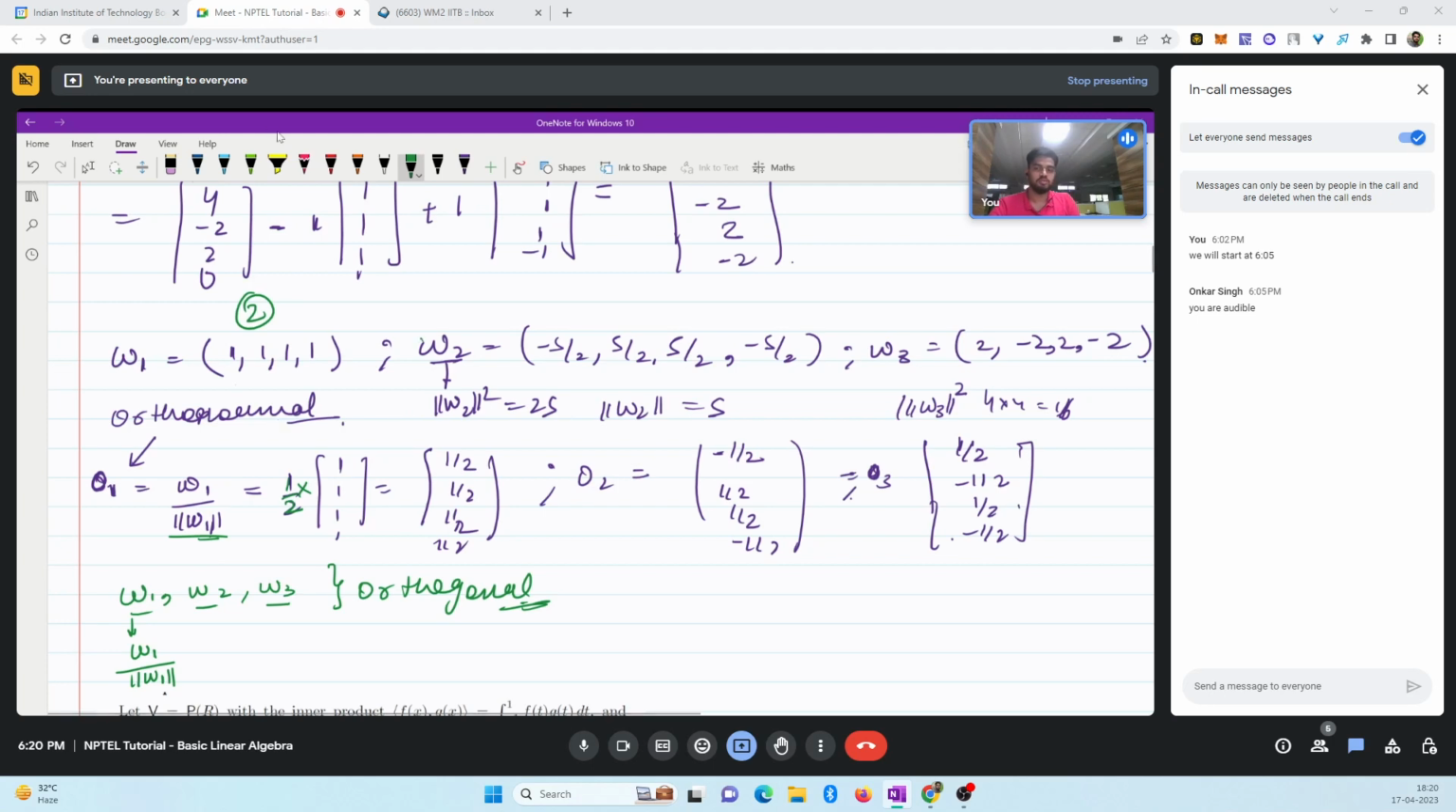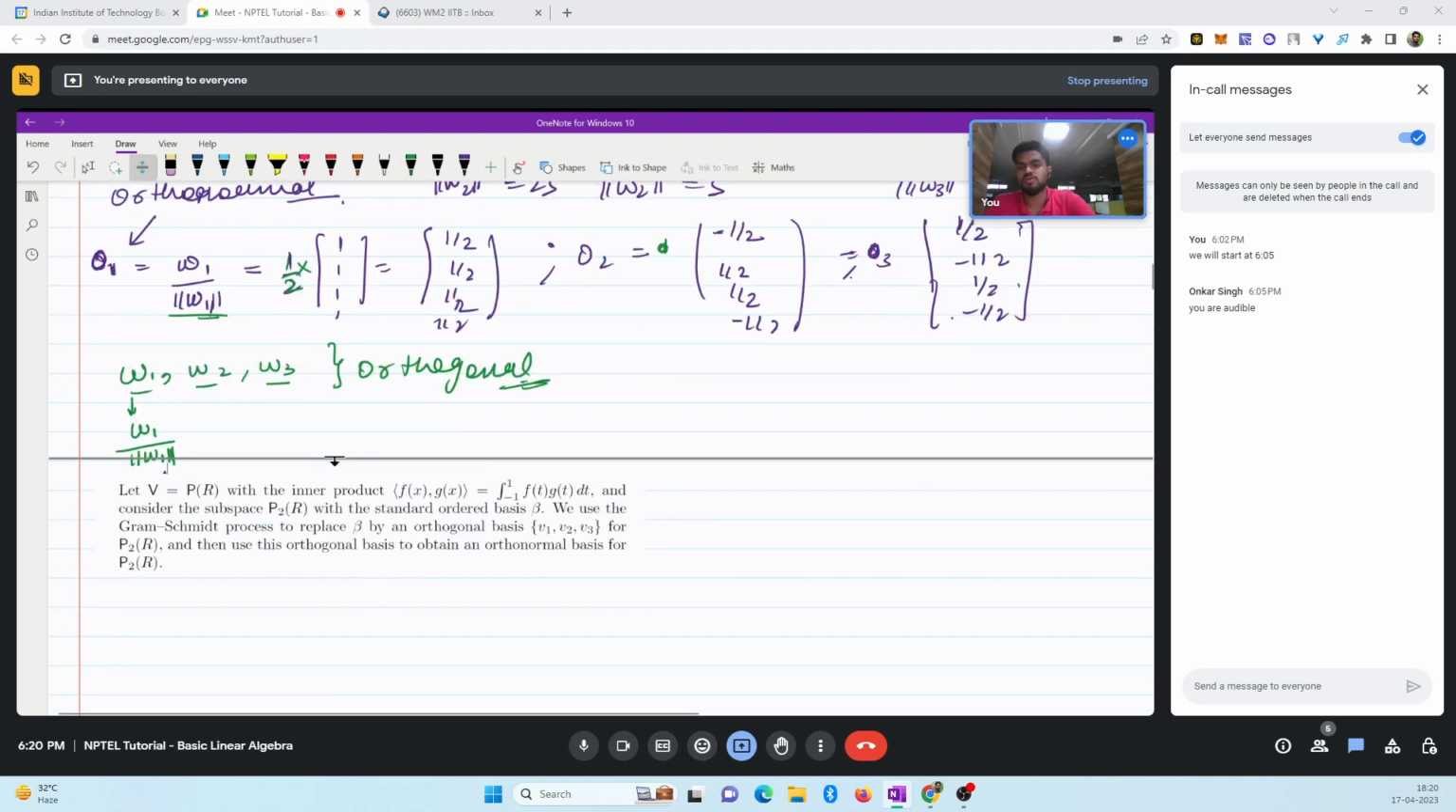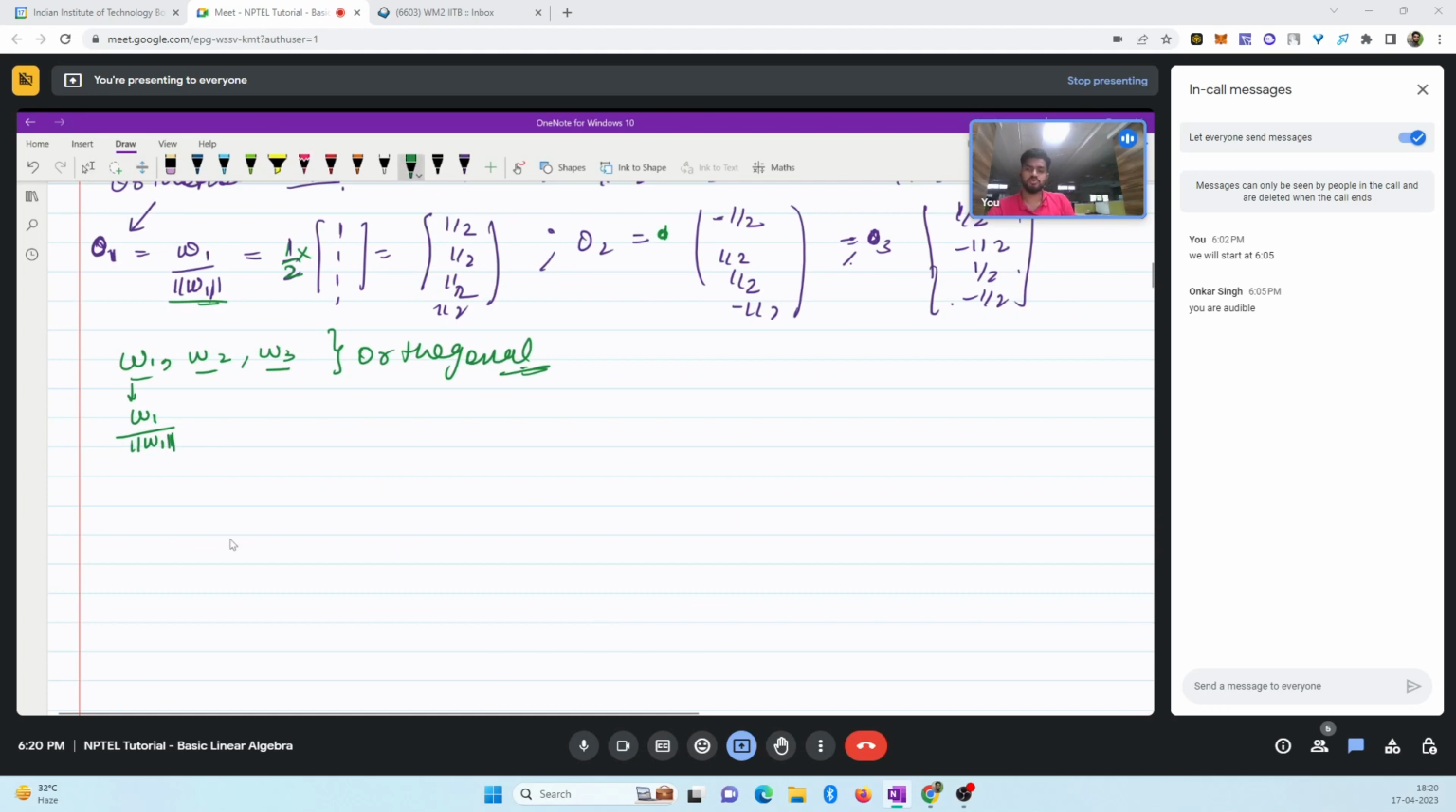In this case, if you look at W2, its norm was 5. But why multiply by 1 by 2? We divided by its norm. Okay, so I'll tell you why we do this. What is a normal vector? It is the formula of a unit vector. A normal vector is a vector with length 1, right?